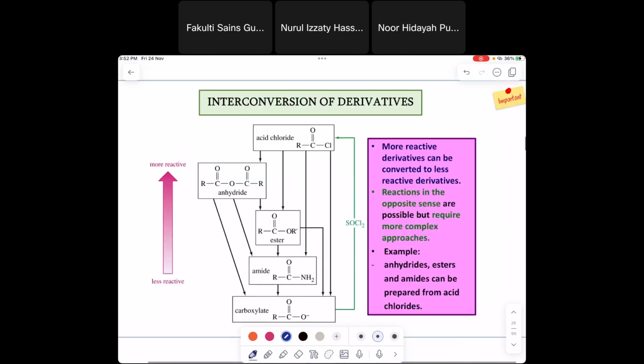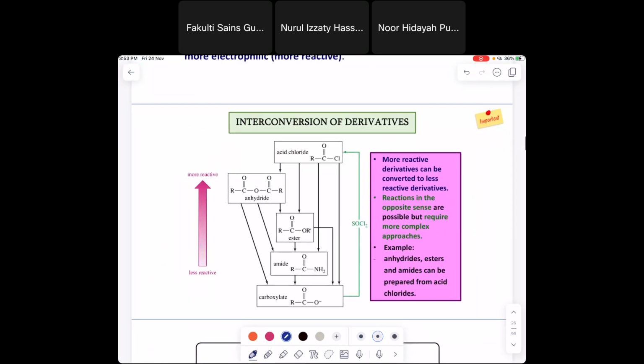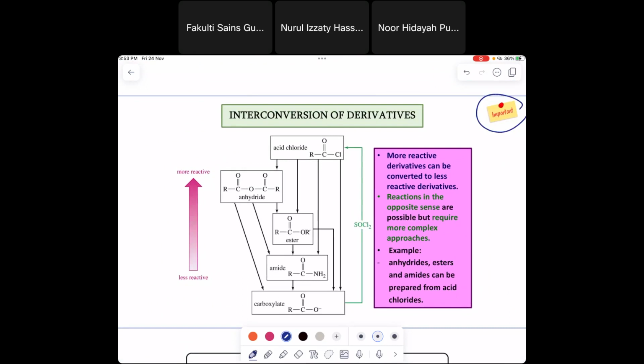Usually for a lecturer, this means it will come into the exam. These are the most important things. Acid chloride is the most reactive derivative. You can see here it can be converted to all the different derivatives: anhydride, acid, amide, and it can also be reduced to carboxylate. But to go up to acid chloride, you have to start with carboxylate. Anhydride is the same, it goes downwards.